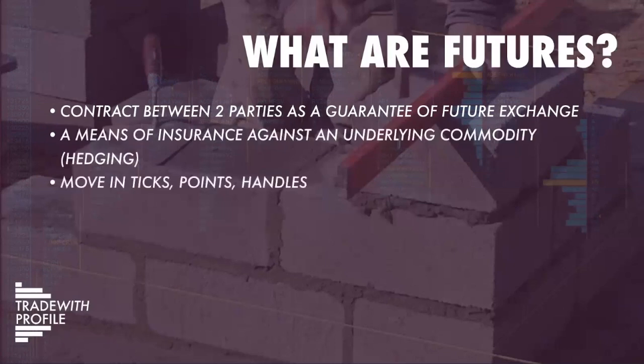They move in ticks, points, and handles. So different from stocks that move in terms of dollars and cents, futures, because of the way they're constructed, move in fixed increments called ticks. That's the minimum movement. Where in a stock you might have a minimum movement of a penny, in futures, a minimum movement is a tick. And each contract has different specifications on what the value is for that tick. If you put a number of those ticks together, you get something called a point.